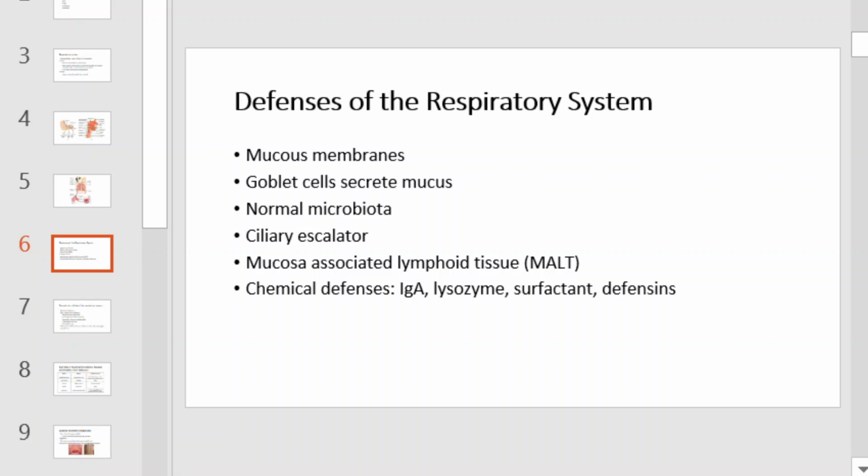Defenses of the respiratory system include the mucous membranes, the goblet cells which secrete that mucus, your normal microbiota, which occupy available niches that pathogens could potentially take advantage of, the ciliary escalator, which moves pathogen-laden mucus to places where it can be disposed of, either out of the body or to the digestive system, MALT or mucosal-associated lymphoid tissue, and chemical defenses, which include IgA antibodies, lysozymes, surfactants, and defensins.